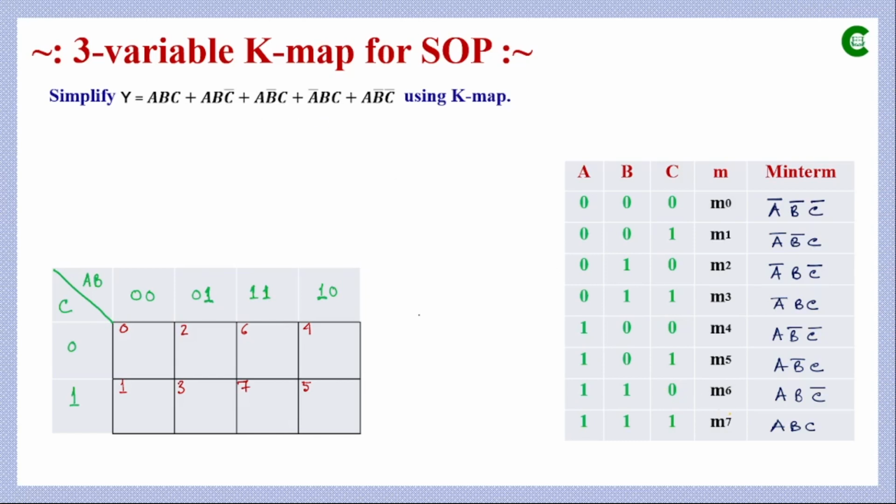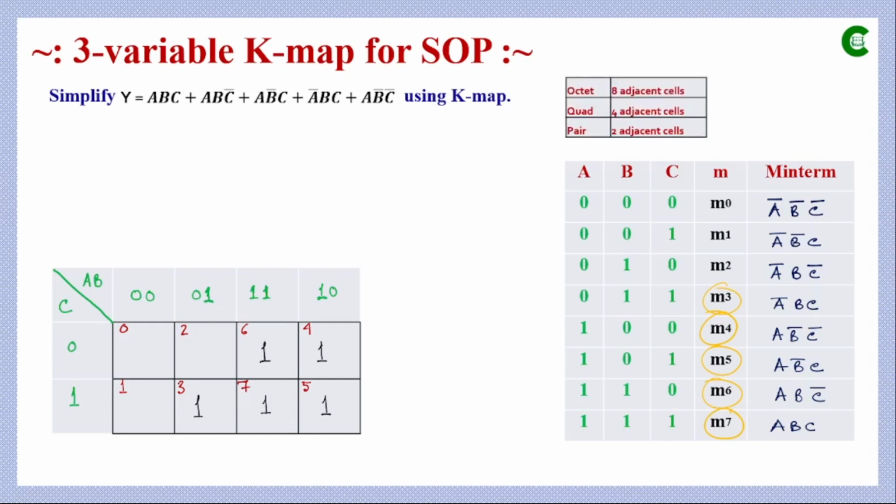So A, B, C, that means m7, then we have A B C bar, that means m6, then we have A B bar C, that means m5, then we have A bar B C, that means m3, and then we have A B bar C bar, that means m4. So all these corresponding cells will be filled by 1 and the rest of the cells will be filled by 0. Now the next step is the grouping of the adjacent cells.